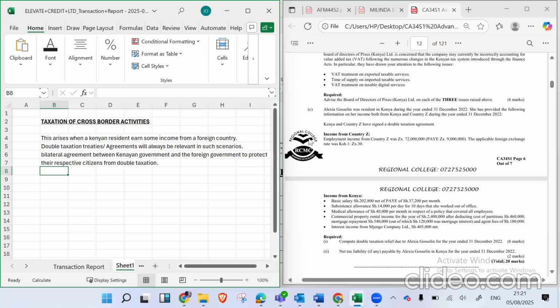And number three, the foreign tax in Kenya shillings must be more than the tax paid in the foreign country. So hiyo tax ambayo unafaa ulipe Kenya on that foreign income inafaa ikuwe mingi compared na ile tax ulilipa huko.